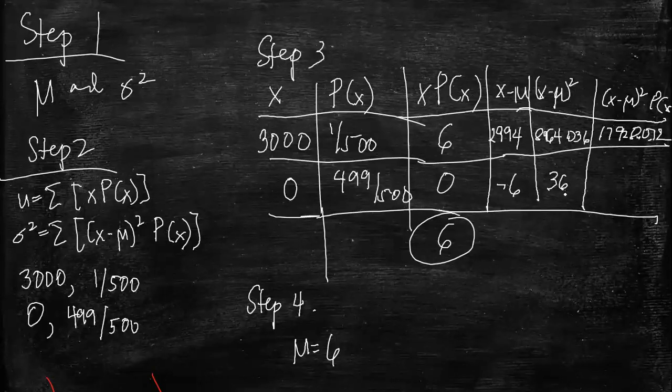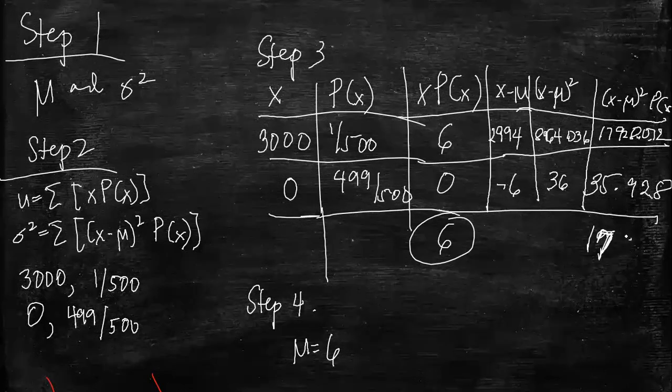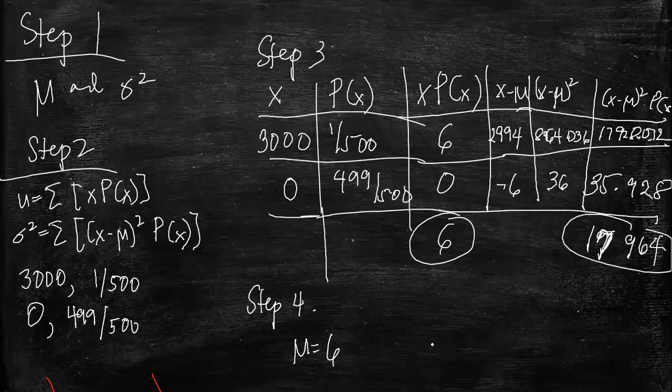Positive 36 times 499 over 500. That would be 35.928. O, paki-add. 35.928 plus 17,928.072. The answer is 17,964. Okay, so this is our variance.